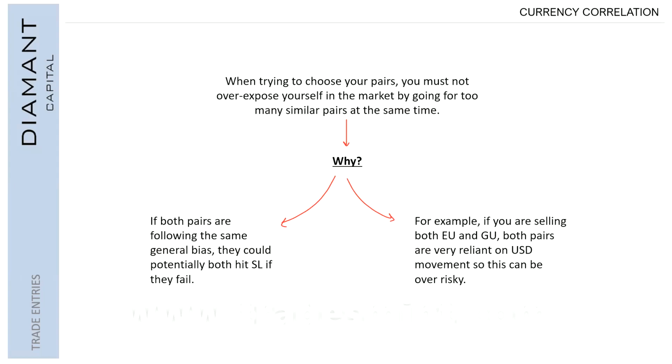can be over risky. So imagine one day you've got a few pairs on your watch list, might be GU, EJ, a few others, but if you're going for the same pairs that also correlate in the same direction as well, then potentially if one of the points of interest fails, the other one might fail as well.